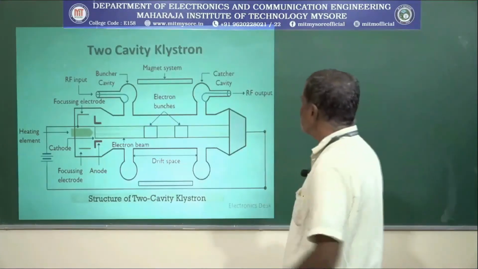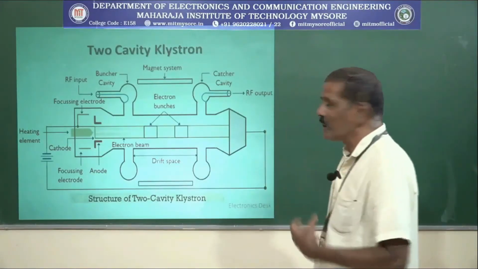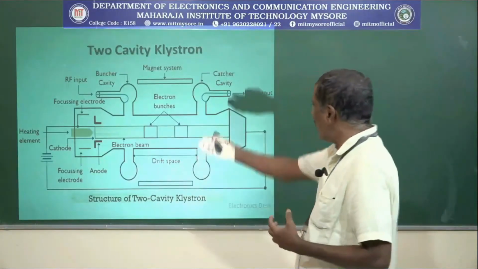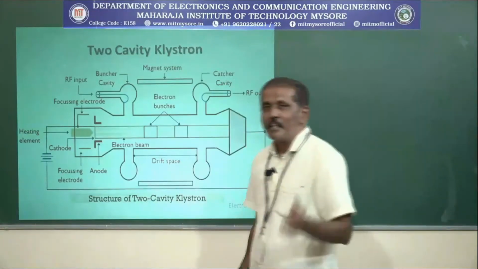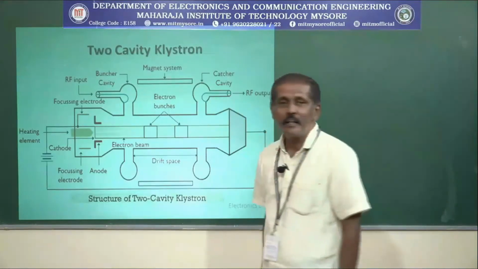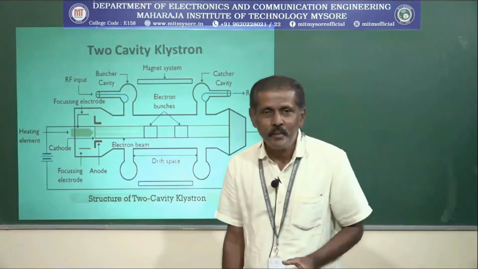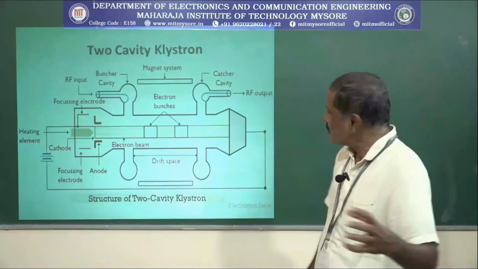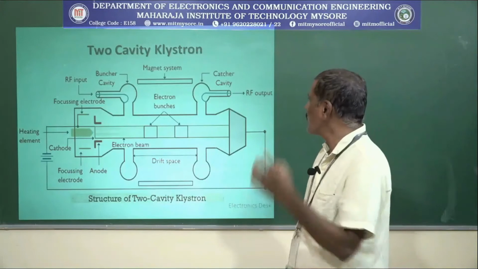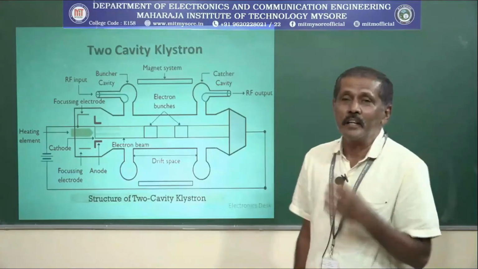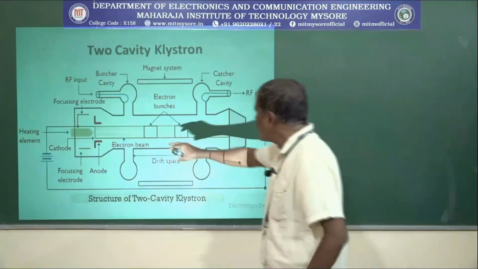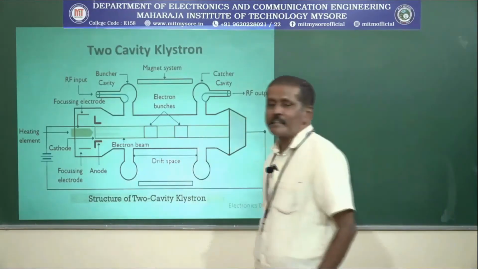When they move toward the catcher cavity, whatever energy they got during the bunching process, they will transfer to the field present in the catcher cavity. I am telling you once again, all the bunched electrons move toward the catcher cavity. When all the bunched electrons move toward the catcher cavity, we call this current modulation.